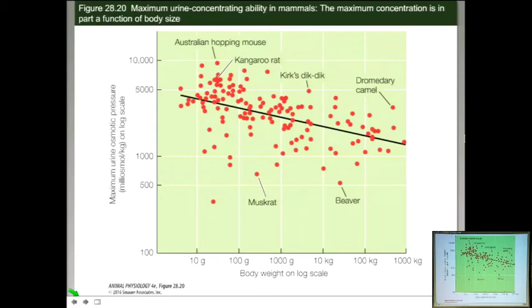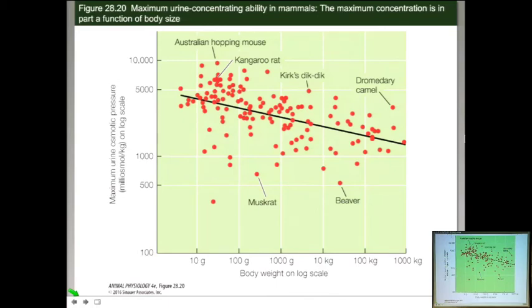Mammals are the best urine concentrators of all the animals. They're really the only ones that can really concentrate urine. And that ability is a function of body weight. The smaller the animal, the better the ability to concentrate urine. Again, the threat of water loss is greater in small animals than large animals. So this ability is a crucial feature in protecting smaller animals from water loss.